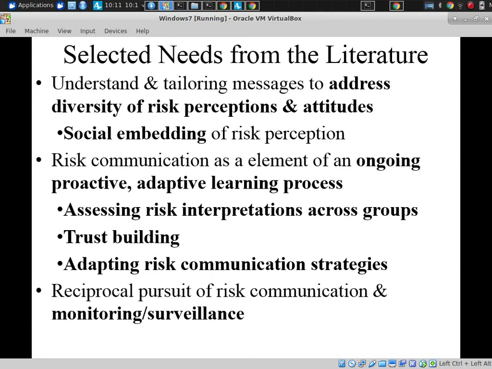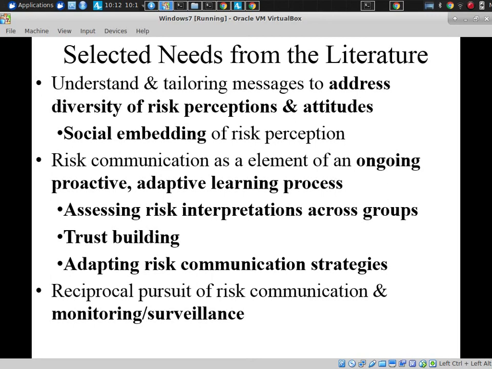As far as social embedding of risk perception, well, that's why we're going to social media in many ways, because people's impressions are not just shaped by the one-way news channels that broadcast them. They are shaped by the communities with which they affiliate online. And we can get some understanding of that through online channels. Risk communication here is seen as an element of an ongoing proactive process, an adaptive process. And it's a process that stimulates learning on the part of health authorities and indeed on the part of the broader population and other important stakeholders, NGOs, etc.